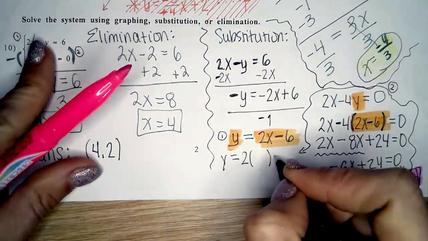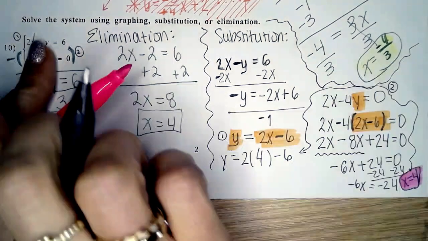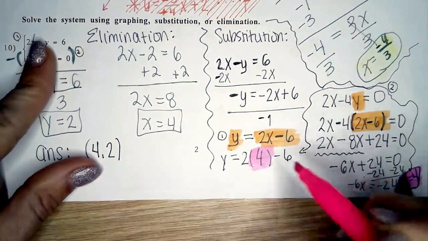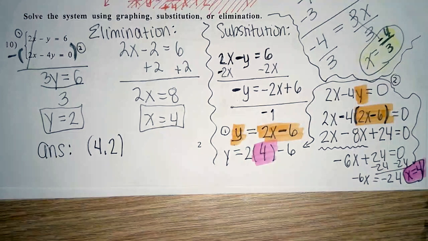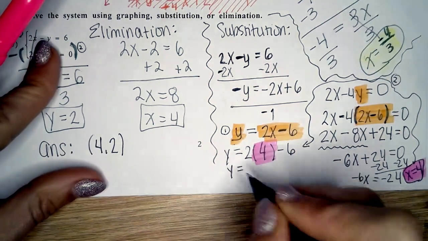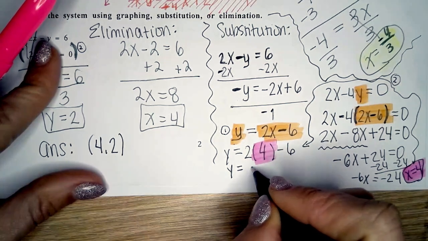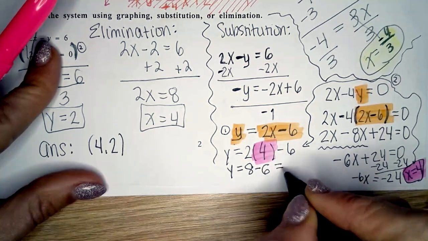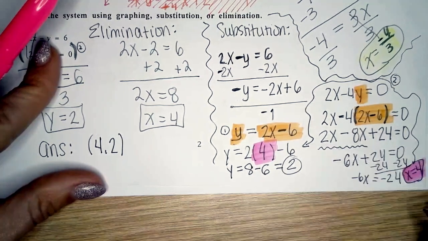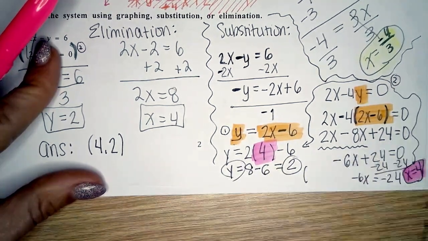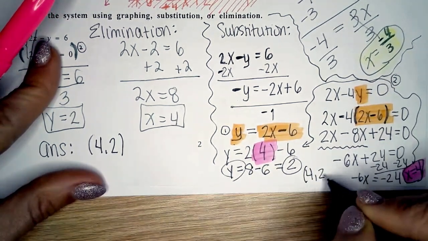2 times 4 minus 6. So this is where the 4 goes. And then what does it work out to give me? What do I get for the next step, Sahai? Y equals 8 minus 6, which is 2. So there's my y value. Y equals 2. Final answer, ordered pair (4, 2), and we're done.